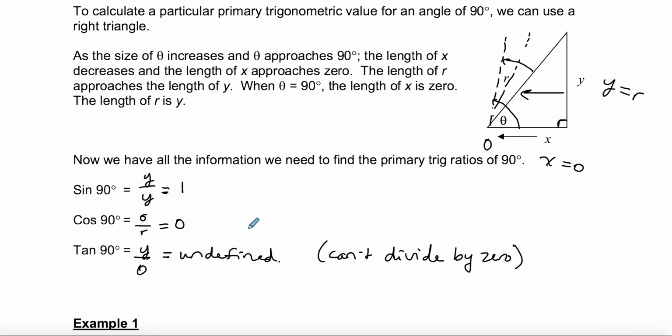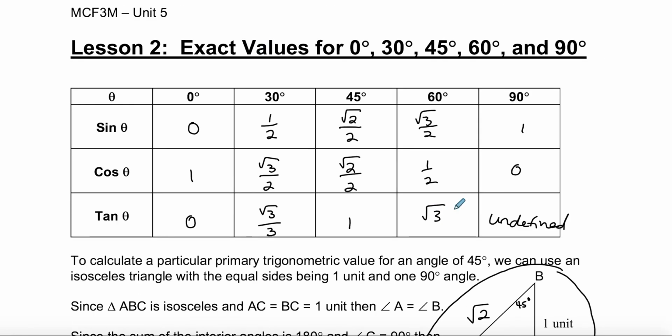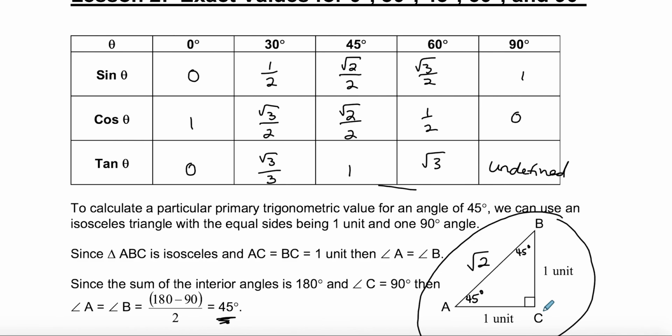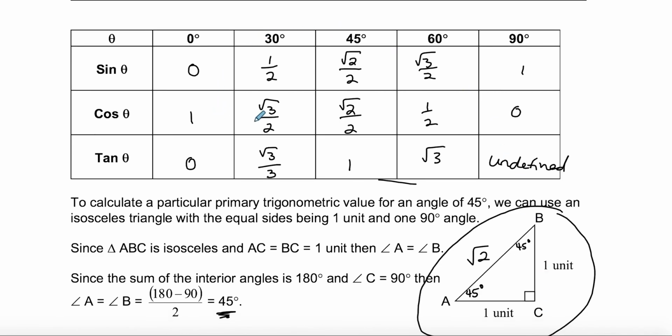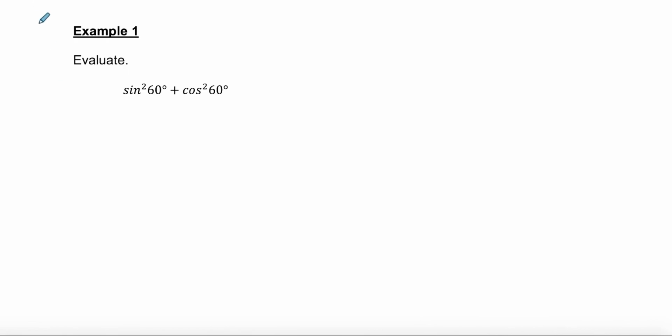So what we're going to do with those values, let's fill this in. This is something that some students memorize, or some students just try and learn how to find these values and just sketch the triangles to quickly be able to fill in this table, because you're going to be asked questions based on this. So one of the types of questions that we're going to do is example 1 at the very end. Example 1: evaluate sine of 60 squared plus cos of 60 squared.